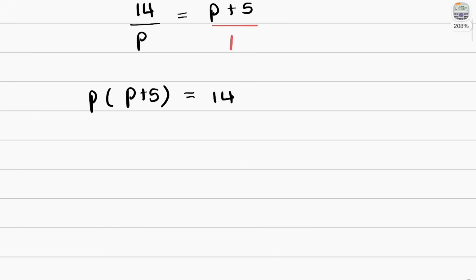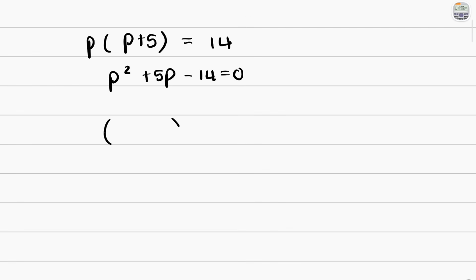And now we just have to solve for p. Do not divide by p, okay? You don't know what p is. If p is equal to 0, your equation is undefined. We need to find the values of p, so don't cancel out that p. We're going to say p squared plus 5p when we distribute. And then we can transpose this 14. As we can see, it's becoming a trinomial. So minus 14 equals 0.